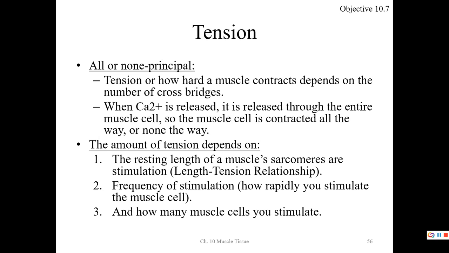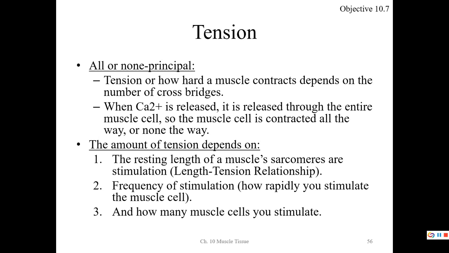The strength, the amount of tension a muscle can produce is directly dependent on how many cross bridges it can form. That's why you get stronger when the muscle gets bigger. But some people are just going to have more to begin with. So they are stronger than they would look to be. Okay. Now, when calcium is released, one of the big things is it goes through the whole muscle cell. So the whole muscle cell contracts or it doesn't. It contracts all the way or none of the way. There is no half-hearted muscle contraction.